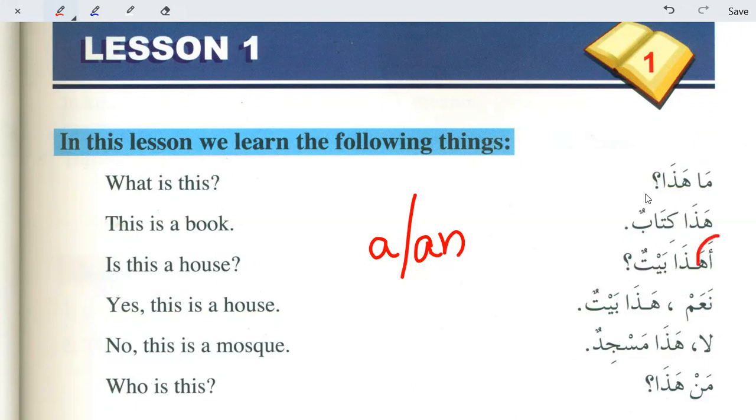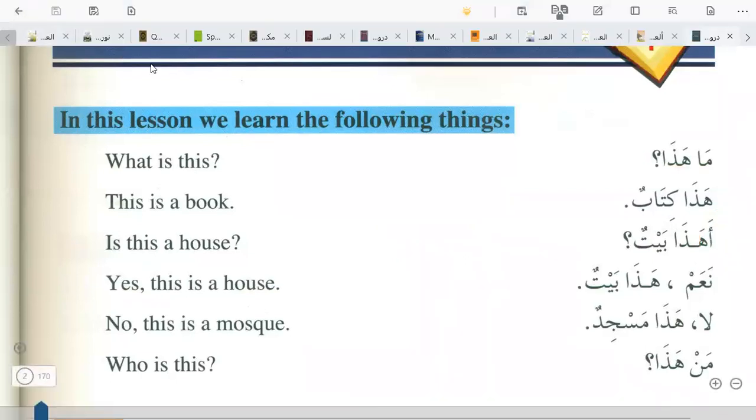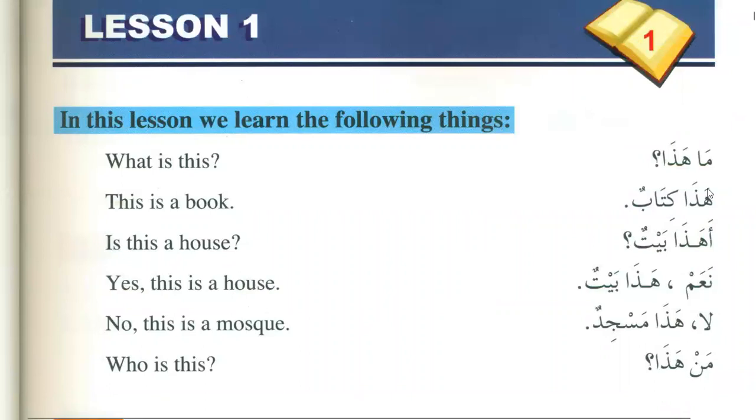Then you will learn about this particle Hamza, which is known as Hamza Istifhamia. Whenever you have a simple sentence like Haza kitabun, this is a book, we can easily make it an interrogative sentence by adding the interrogative Hamza. We will also study this here. And whenever we have the particle Hamza in the question, we need to answer it using Naam or La. We need to use one of these two particles to answer a question starting with particle Hamza, okay?